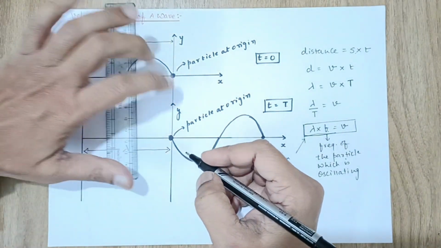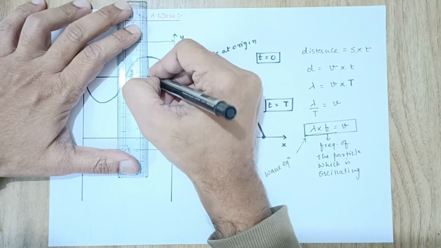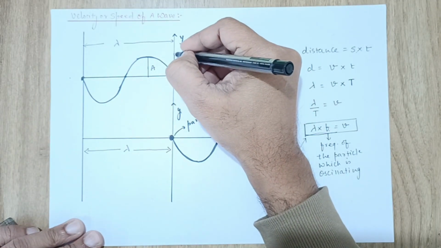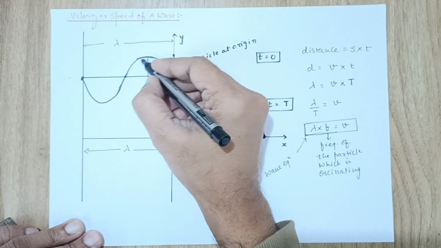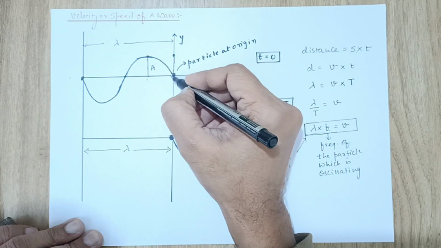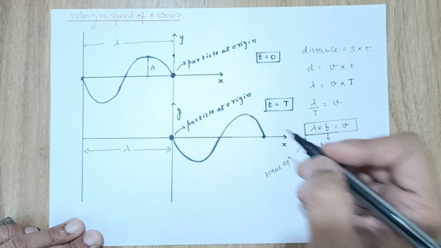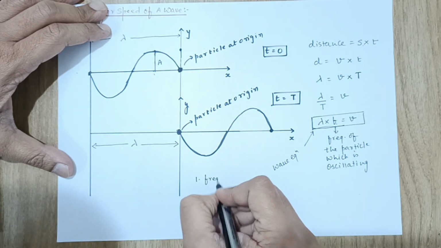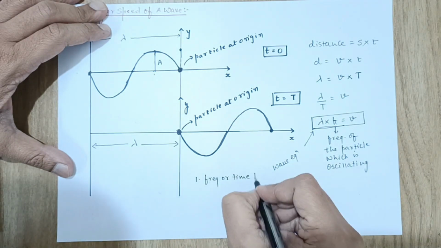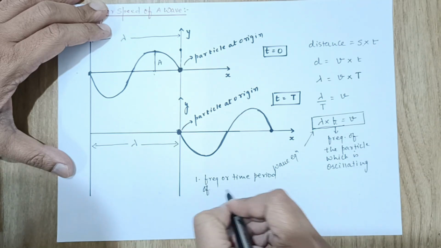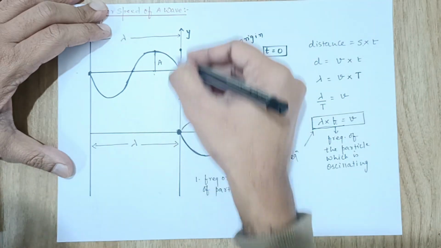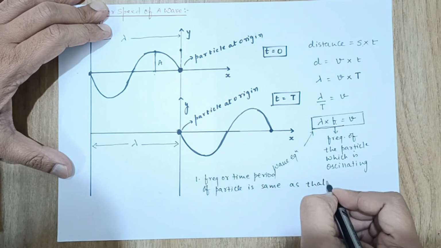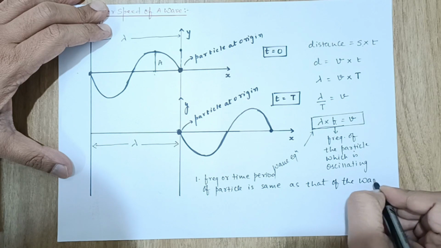Now one more important fact to be noted is, suppose the amplitude of the wave is a. Then this particle will also be lifted up by the same distance a, because the top point of the crest will take this particle to the same distance equal to that of the amplitude. So from here, the important points to be noted are the following. Number one, the frequency or time period of the particle which is oscillating is the same as that of the wave.